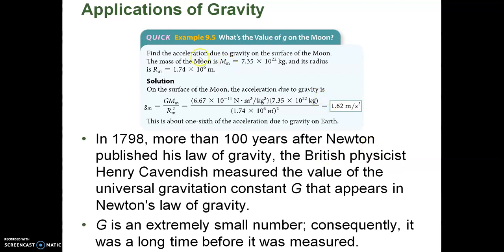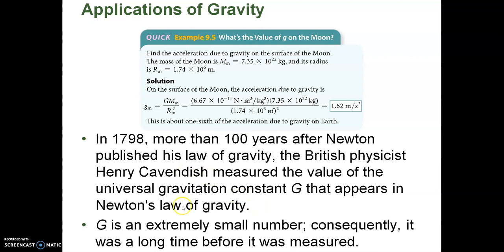So here they do an example with the moon. They give us the mass of the moon, they give us the radius of the moon. So plug in capital G, the mass of the moon, the radius of the moon squared, do all the math, crunch the numbers, and we get 1.62 meters per second squared, which is the surface gravity on the moon. By the way, you can divide that by 9.81 and find out it's about 1/6 of a G. So if you go to the moon, you would weigh 1/6 of what you weigh on Earth.